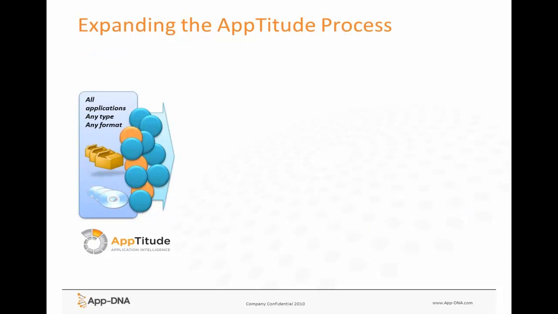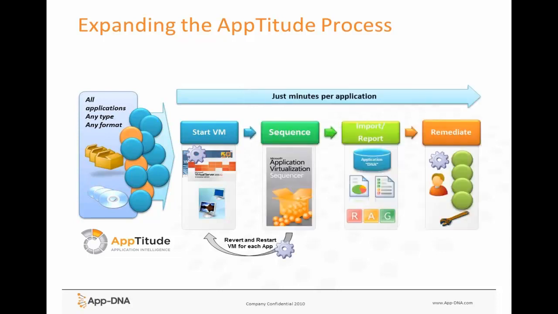So what we're looking at here is we can take any application, any type, any format. Be it an executable, batch file, managed soft format, any format at all, and we can convert that into your end product, and in this case, an AppDNA package. So what happens is, behind the innards of Aptitude, we could start a VM, sequence that application, import, report it, and remediate that application.